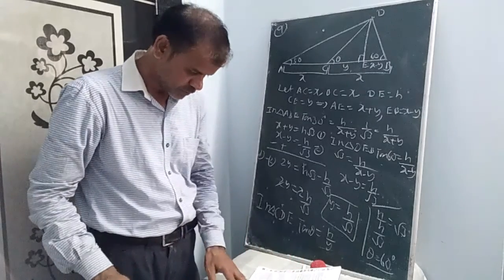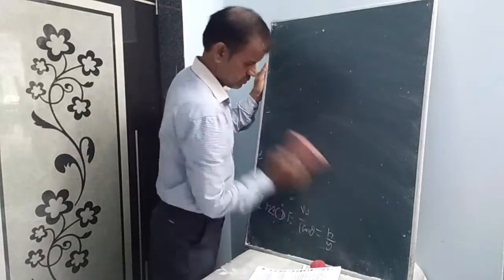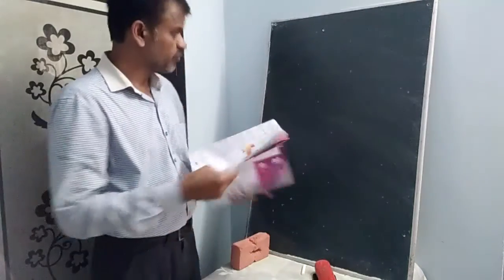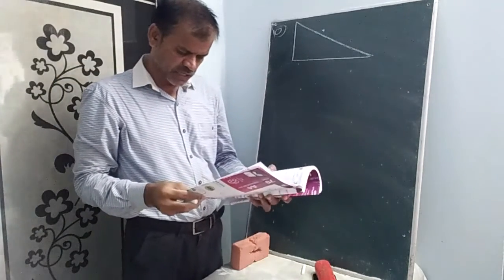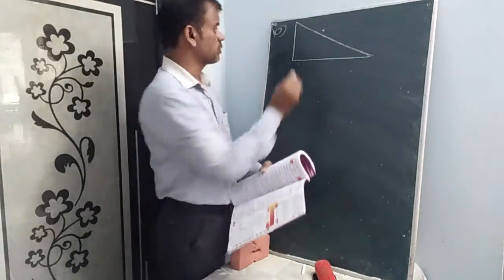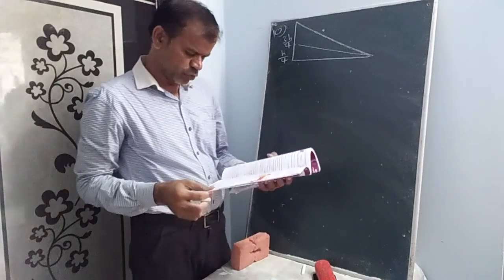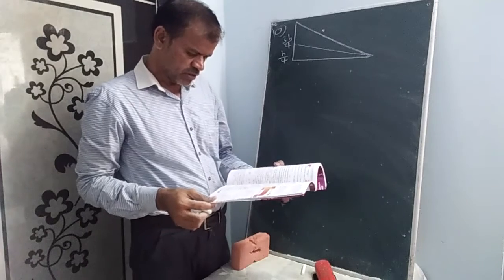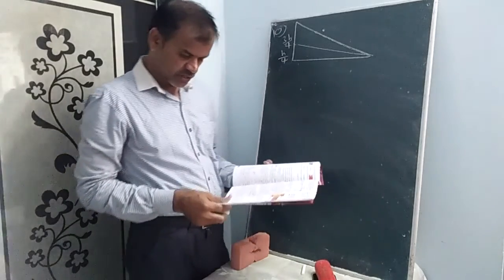Now, 10th question. The upper 3/4 portion of a vertical pole subtends an angle tan inverse 3/5 at a point on the horizontal plane through its foot. Write this as 3h/4 for the upper portion and h/4 for the lower portion. Find the tangent of the angle subtended by the whole pole at the same point.